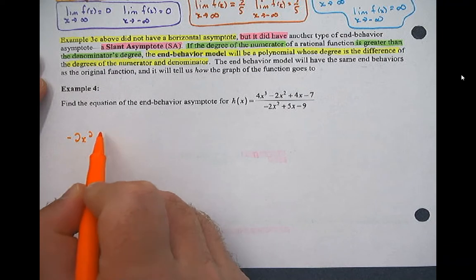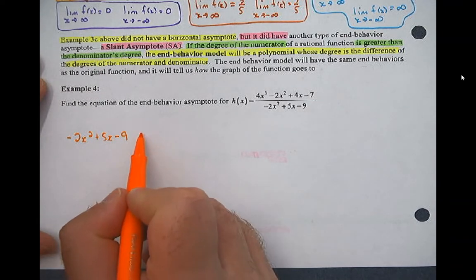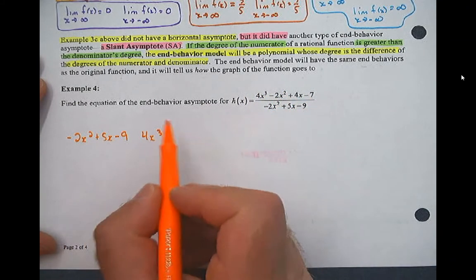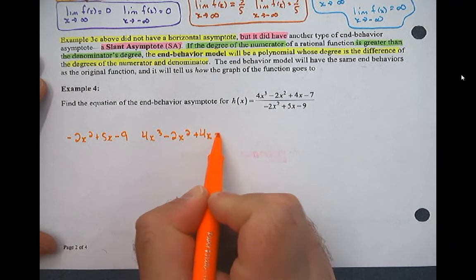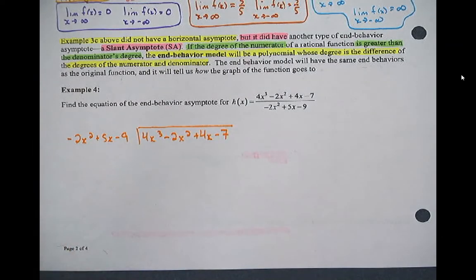Okay, so the negative 2x squared plus 5x minus 9 is doing the dividing into 4x cubed. Oh, don't forget to check 3, 2, 1, none. Okay, we got them all. Negative 2x squared plus 4x minus 7. So I didn't have to add any zeros in there.